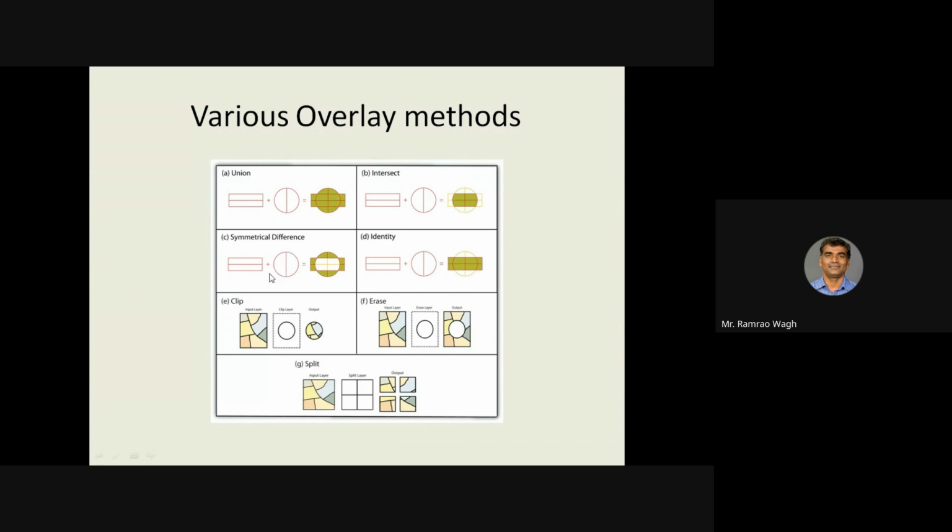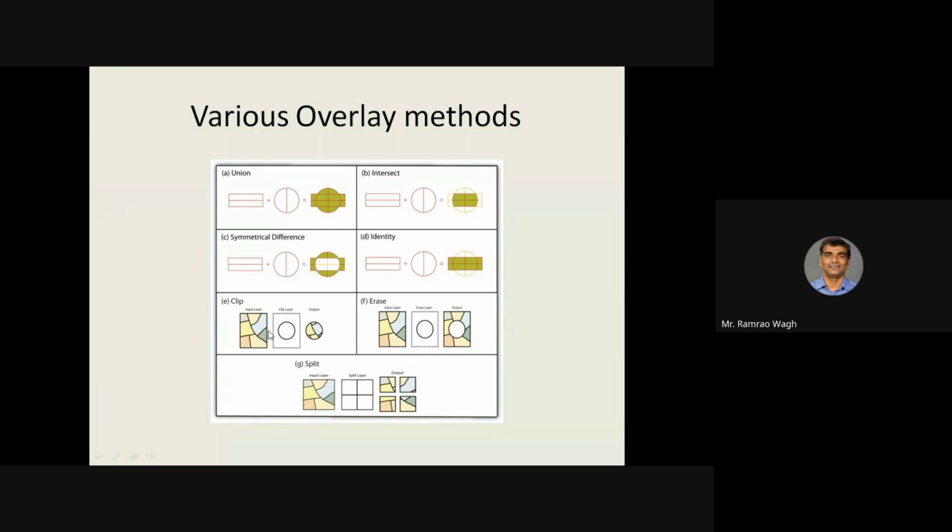Symmetrical difference includes all those things which are not part of the overlap. Now identity means the part of this first thing which does not overlap with the part of this other one. Only that is selected, including this.